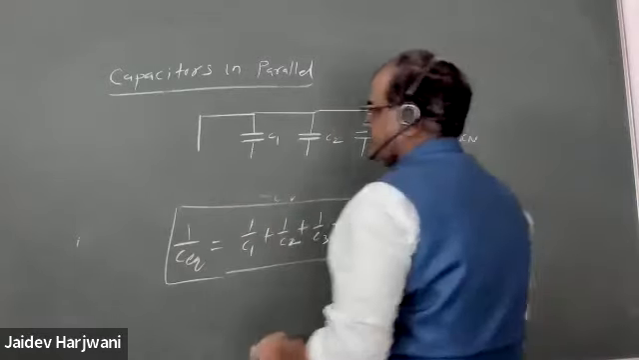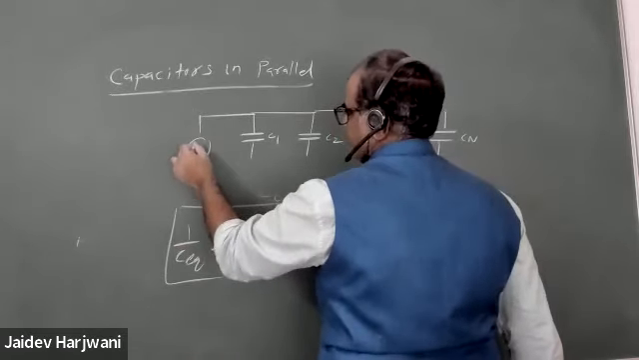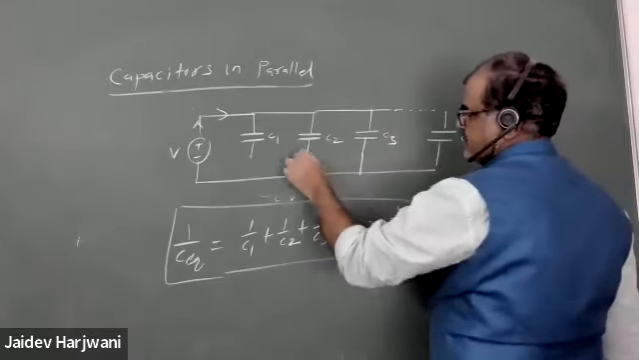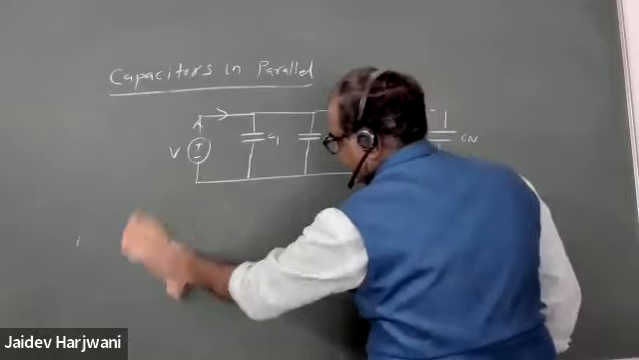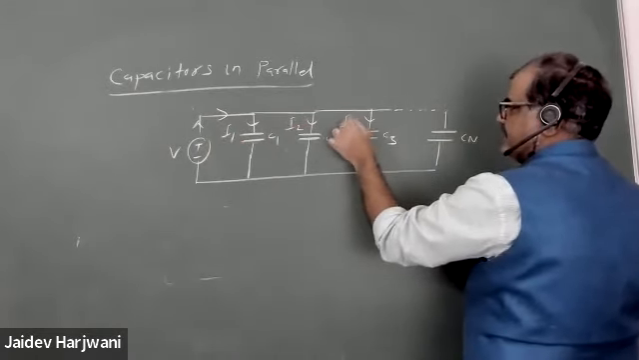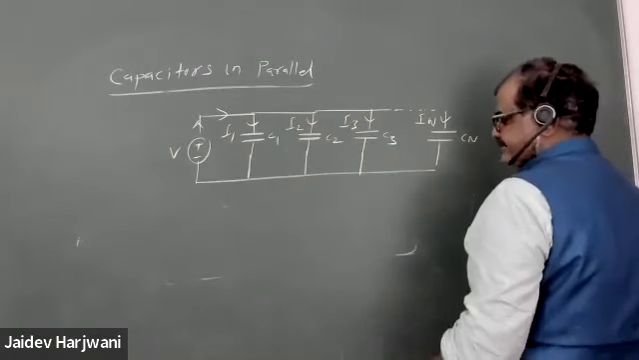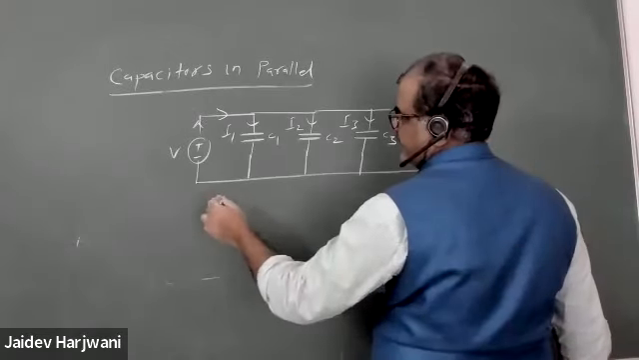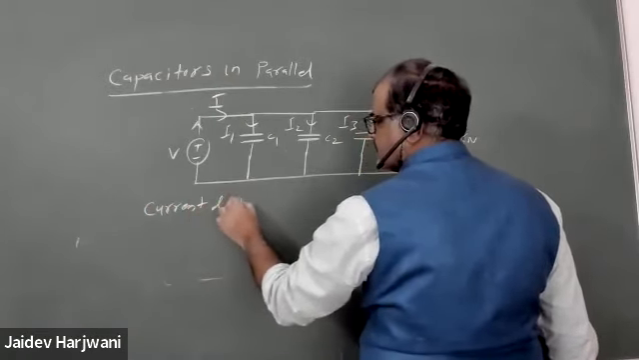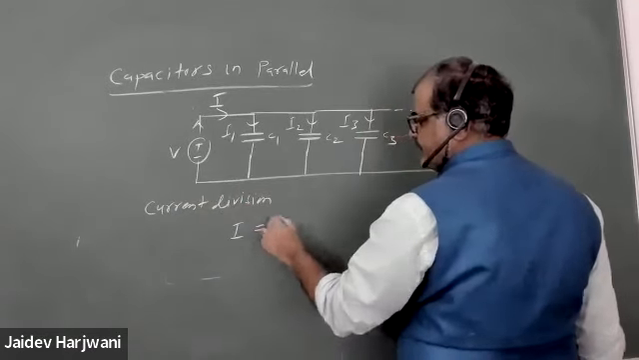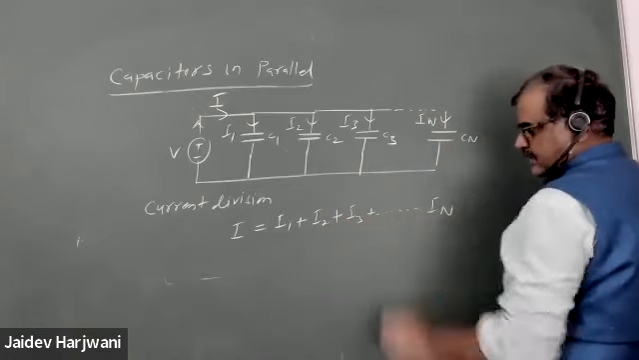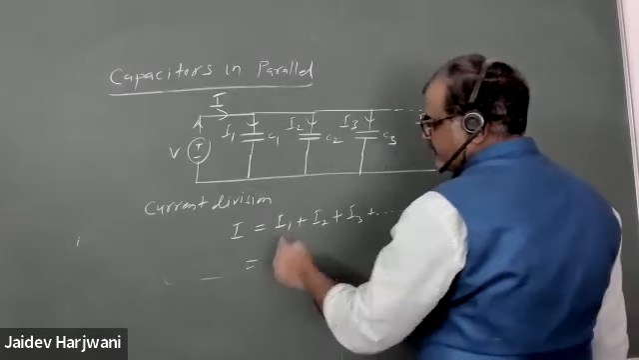Say you're applying a current or voltage source, whatever you want. Suppose you're applying a voltage source here, that voltage will give you current. Now they are in parallel, so current division needs to be taken care of. The currents are I1, I2, I3, and In. If the total initial current is I, I can apply current division: I equals I1 plus I2 plus I3 plus In.